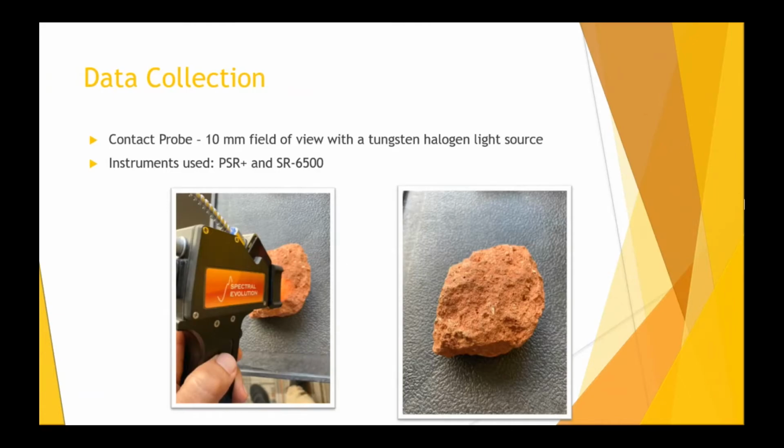So here we have our data collection method for this example, which utilized our contact probe. It has a 10 millimeter spot size, and it has a tungsten halogen light source in it. You can easily connect these to the instrument, and I used these with both the PSR Plus as well as the 6500.